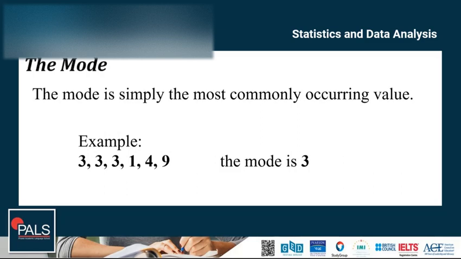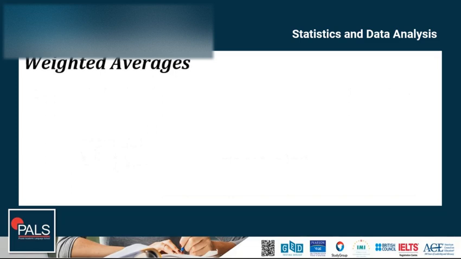Now let's proceed to weighted averages. When more importance or weight is placed on certain numbers in a calculation of the mean, you are finding what is called a weighted average. This is common in some grading schemes in which exams may count more than homework. A weighted average is calculated by multiplying each value by its weight and then adding the results.